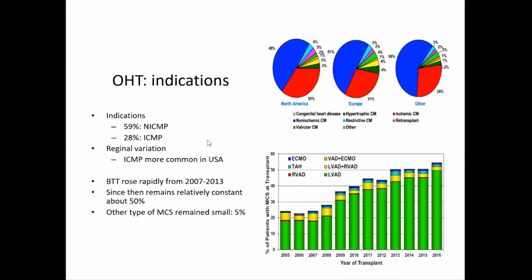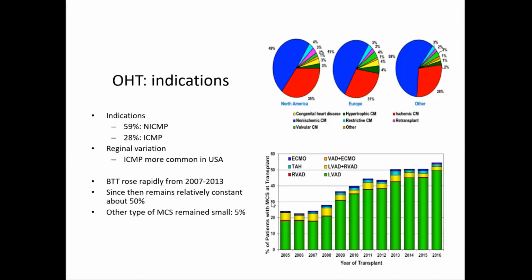So, looking a little at the indications for heart transplant, who gets transplanted. Overall, most of the people who get transplanted have either non-ischemic or ischemic heart disease. In the United States, more ischemic patients get transplanted. And there are also other patients, like those with congenital and valvular disease, who get transplanted that way.